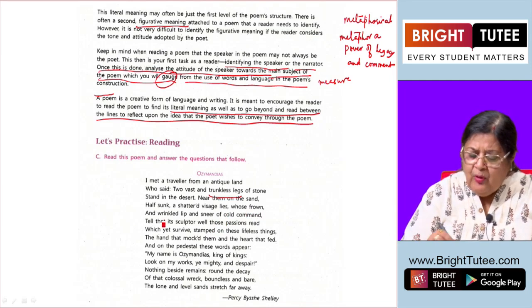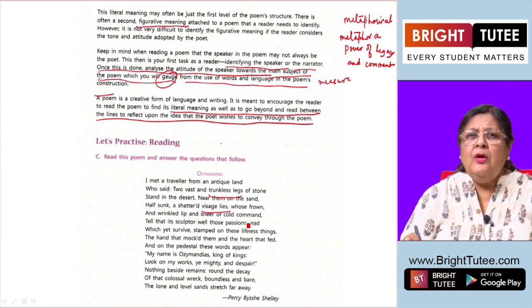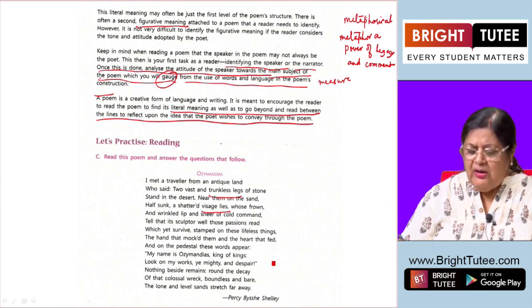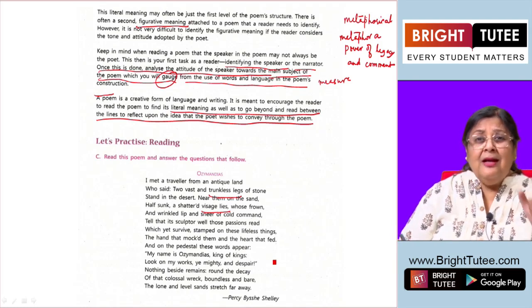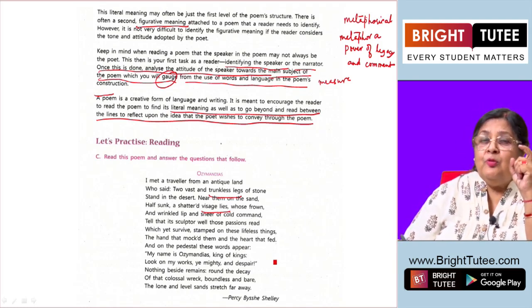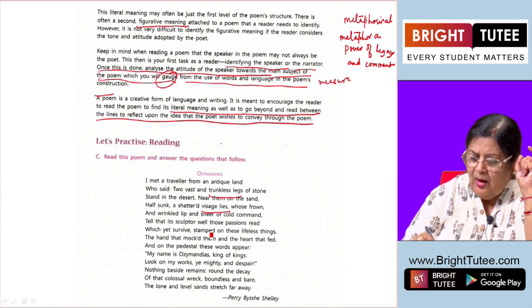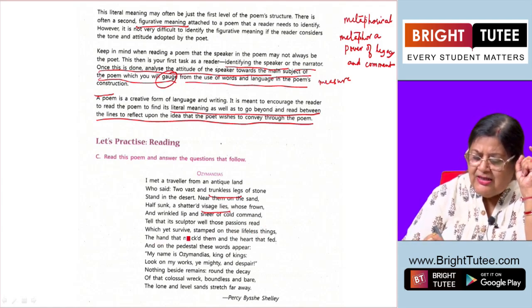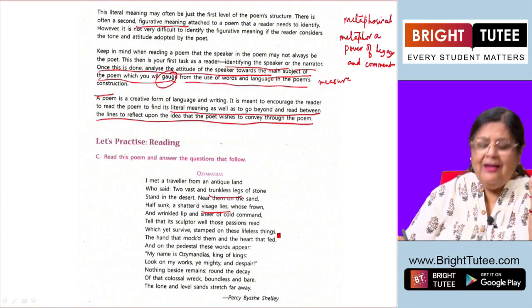lies, whose frown and wrinkled lip and sneer of cold command show how cruel he was, how much of a dictator. The sculptor did it so perfectly that it portrayed the image of a very, very cruel ruler. "Those passions yet survive, stamped on these lifeless things." But now it is all lifeless.